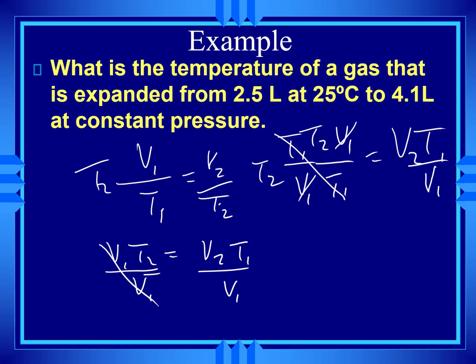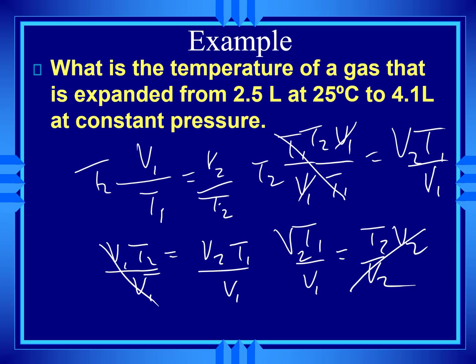Or I can start off and just flip both sides: T1 over V1 equals T2 over V2. I got it up top. Now I just need to get it alone. Multiply both sides by V2, and we get the same equation. All those ways work. I don't use any of them.